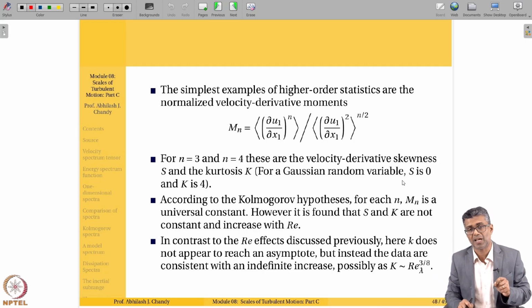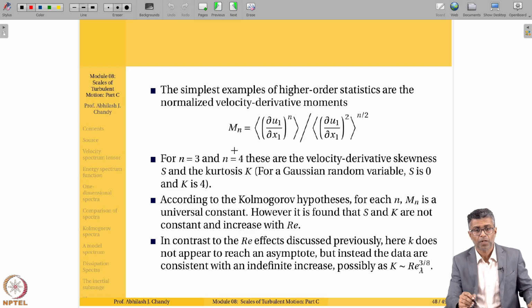The simplest example of a higher order statistic is the velocity derivative moments, calculated as Mn equals the average of (del u1 by del x1) to the power of n, divided by the average of (del u1 by del x1) squared, to the power of n by 2. If n is 3, you have a velocity derivative skewness. If n is 4, you have a velocity derivative kurtosis. This is your third order moment and your fourth order moment. This is a simple higher order statistic to be looking at.